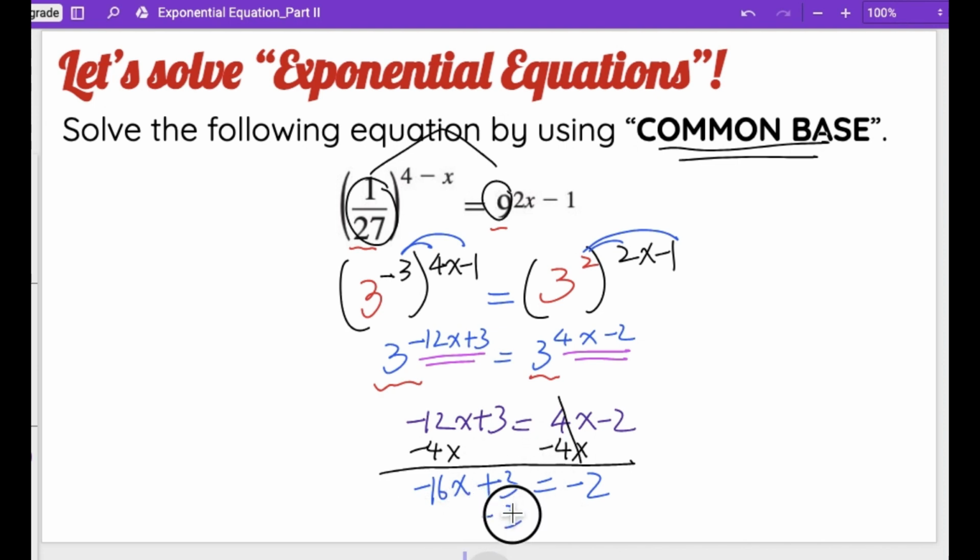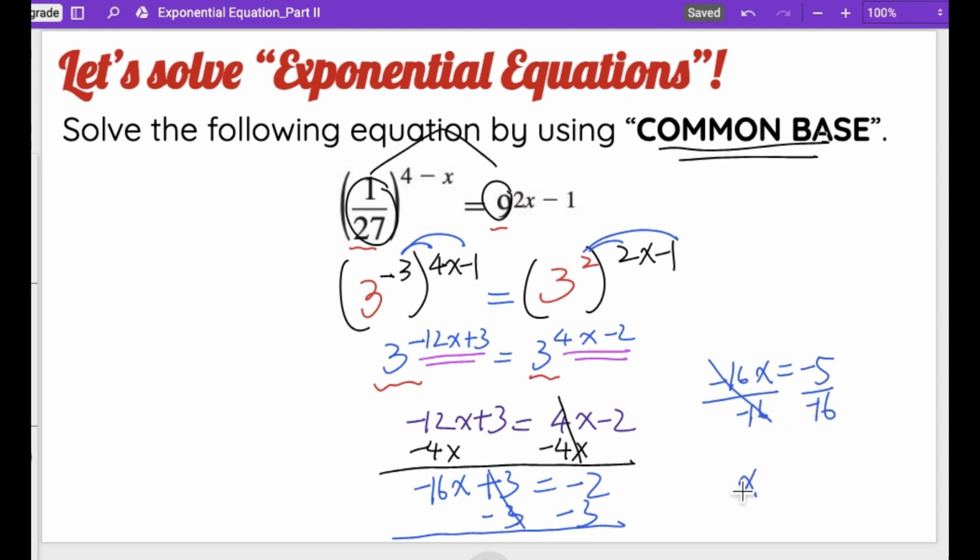So since we have plus 3 here, we use the inverse operation and we cancel this one. So we have this. Last step, this is negative 16 multiplied by x. We're going to divide by negative 16 on both sides. It cancels, so x is going to be, because negative over negative is positive, 5 over 16, and that's it. There's nothing for us to simplify, so this will be the final answer.